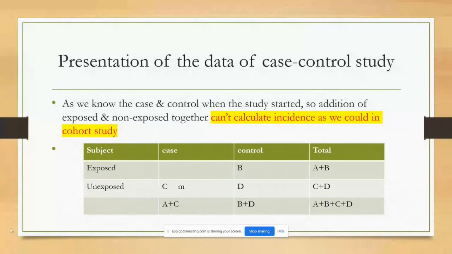So here A plus C is a total one. Here B plus D is the total. And when we make the total horizontally, A plus B and C plus D, adding with A plus B plus C, that's why we couldn't calculate the incidences.